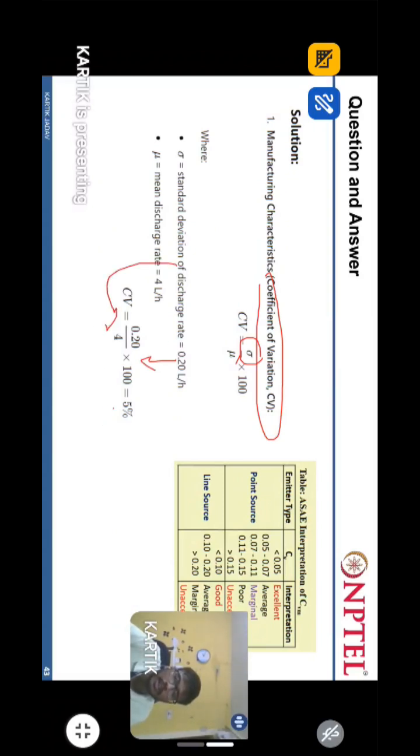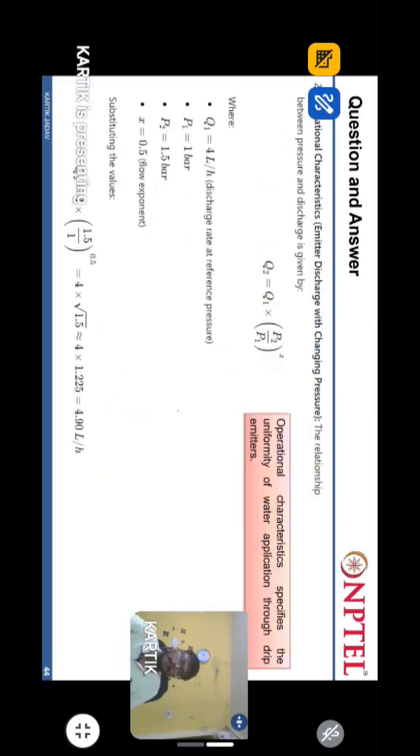So what is the coefficient of variation here? It is 5% or 0.05, right? Based on the ASAE interpretation of coefficient of variation for manufacturer, if it is below 0.05, in both line source as well as point source emitter, that is excellent. Here it is excellent. Next, operational characteristics, that is, emitter discharge with changing pressure.